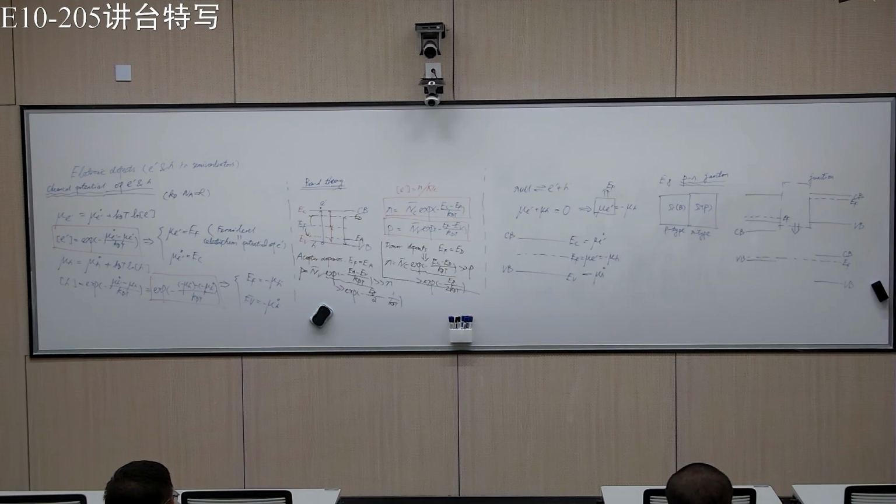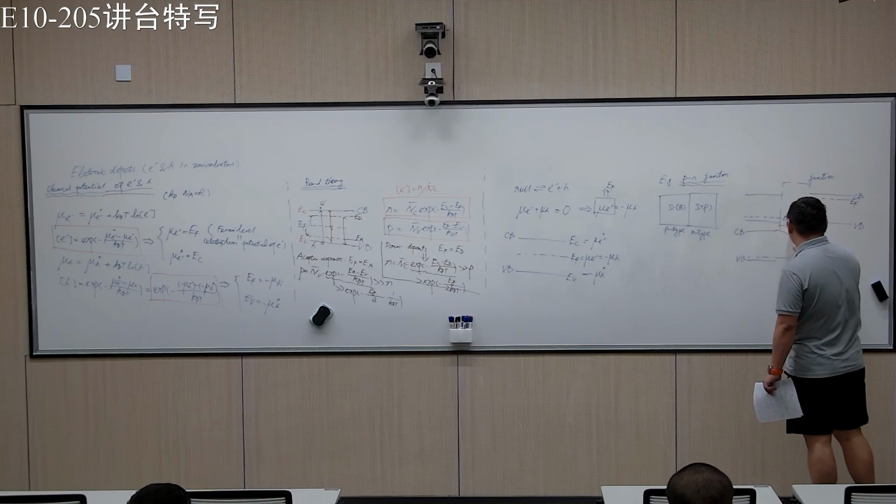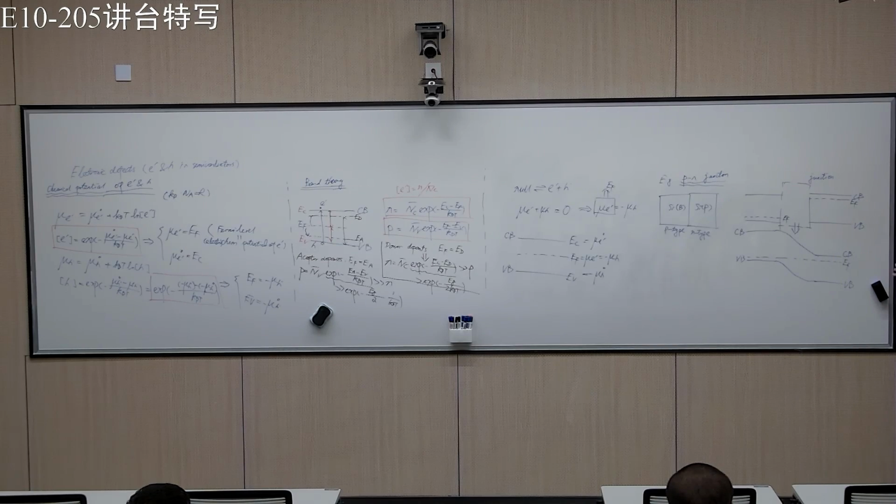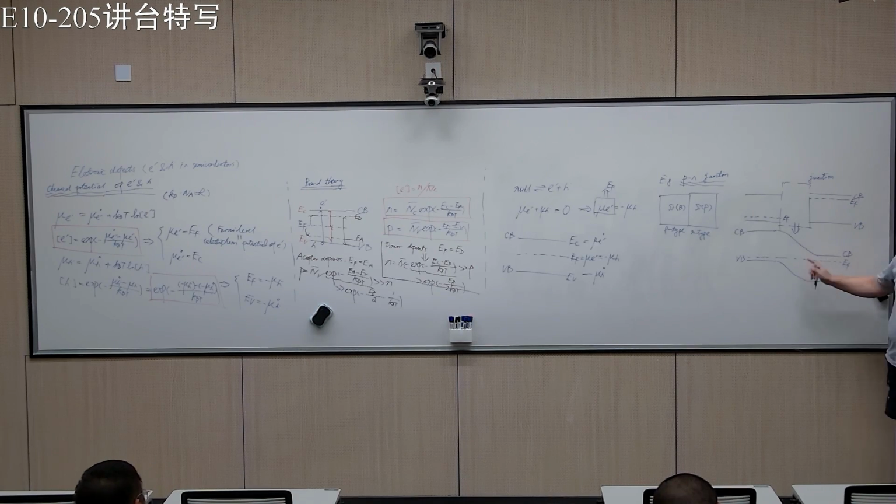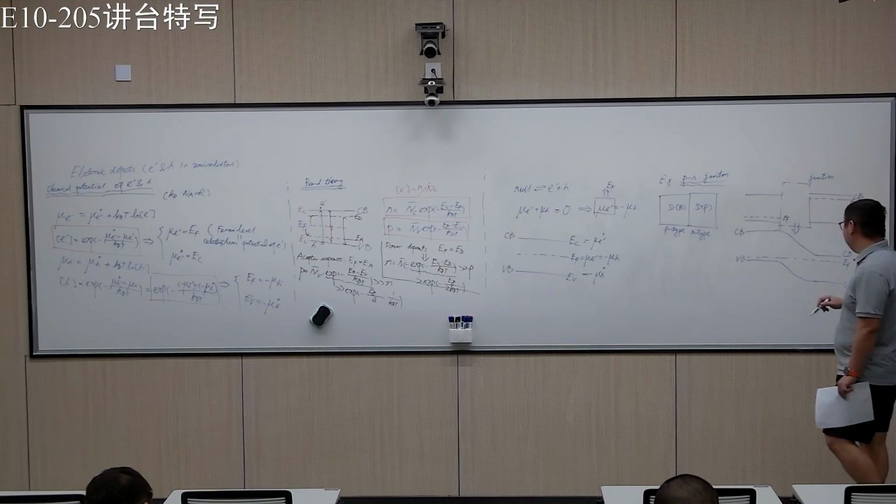However, near the junction, since the Fermi level is fixed, the only choice we have is that the conduction band and valence band are going to change. So this is a very typical band diagram for a p-n junction. Far away from the junction, everything should be exactly the same as before. Inside the junction, you are going to have something different.